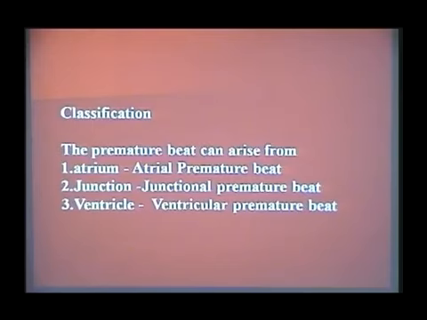Once you decide it is a premature beat, then you decide where it is coming from. It may be coming from the atrium, from the junction, or from the ventricle. Having decided there is a premature beat because a beat has come before the next expected sinus beat, you have a regular PP cycle of 4 squares. Suddenly you find a beat which is coming in the 3rd square, or at the 2nd square. That is a premature beat. Then you decide where it is coming from. There are only 3 areas: atrium, junction or ventricle.